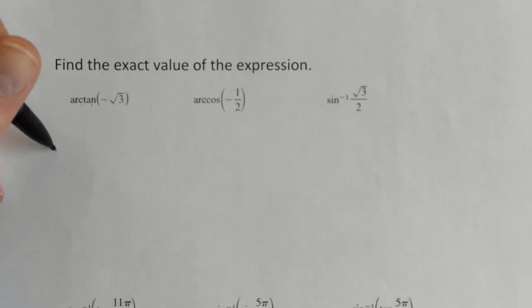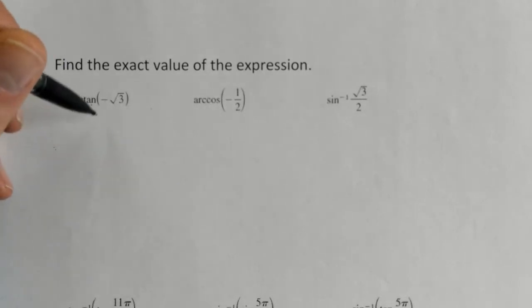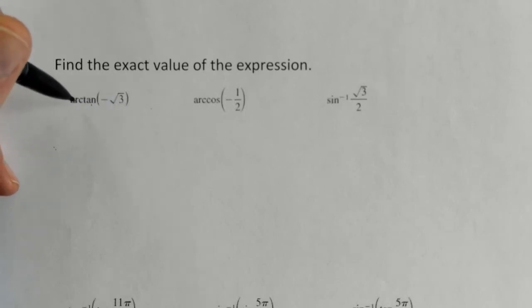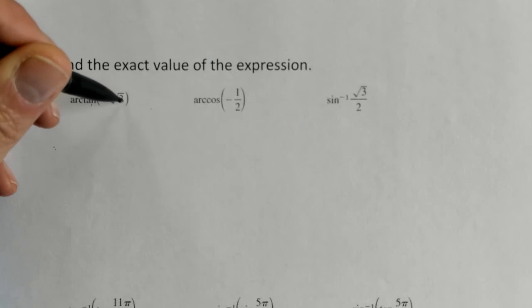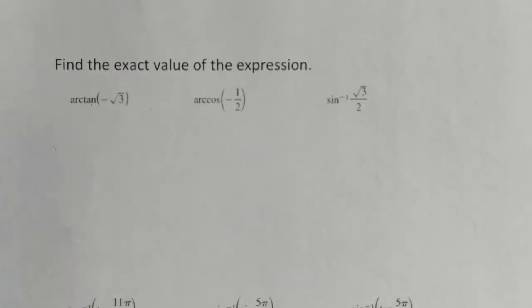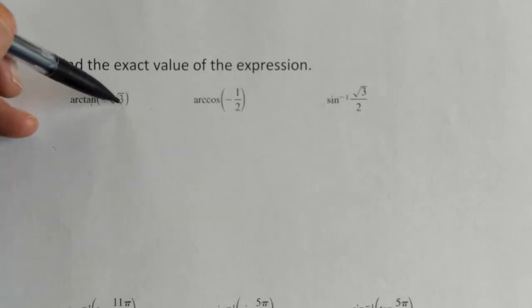If we can figure out the tangent of what angle gives me negative square root of 3, then I will know what the arctangent of negative square root of 3 is equal to, because remember, they're inverse functions, right? So that's going to be my test. I'm going to take my unit circle and see if I can figure out the tangent of what value would yield a negative square root of 3.